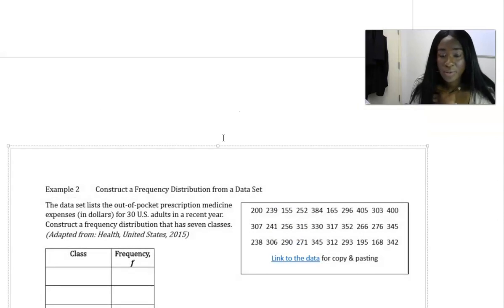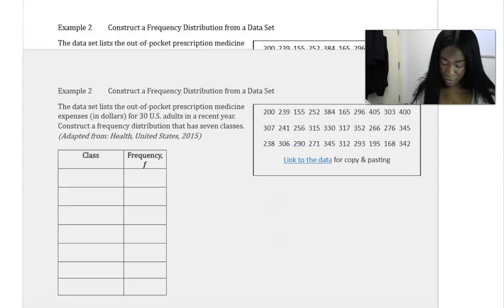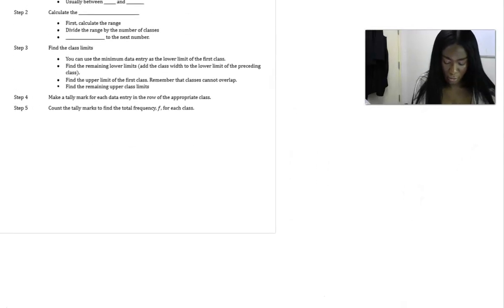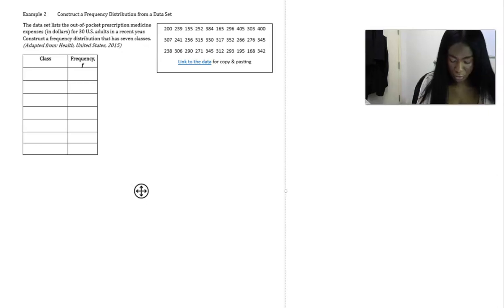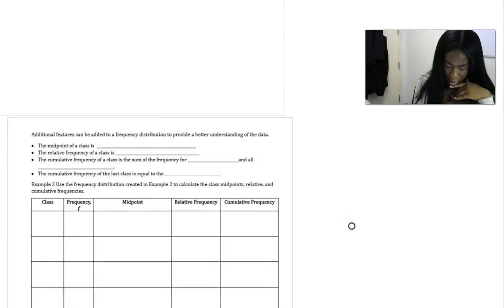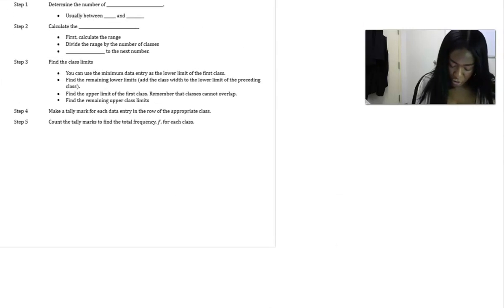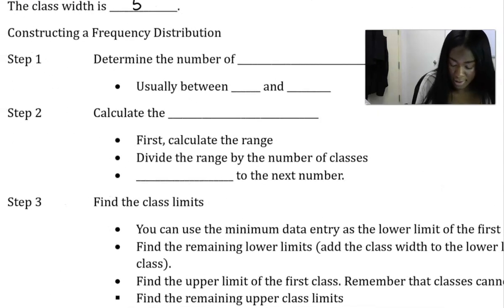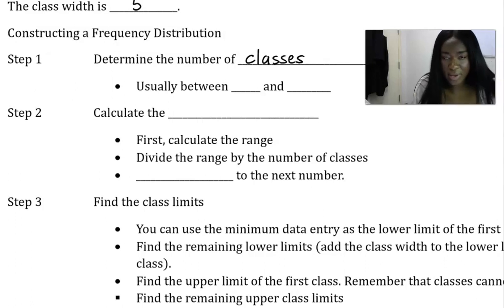So the next thing we're going to do is look at these steps to construct a frequency distribution, and we're going to simultaneously go through the second example where we'll actually work through those steps and construct a frequency distribution. So step one of constructing a frequency distribution is to determine the number of classes.